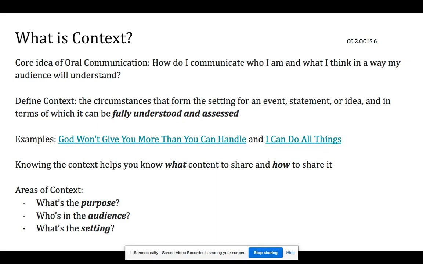So she didn't really understand a certain area of context that she was needing to take into consideration as she prepped her lessons. For y'all, for any kind of speaking that you do, you want to make sure you think about, okay, how do I communicate what I want to in a way that my audience is going to really get? For that, we need to understand context. Context means the circumstances that form the setting for an event, statement, or idea, and in terms of which it can be fully understood and assessed.